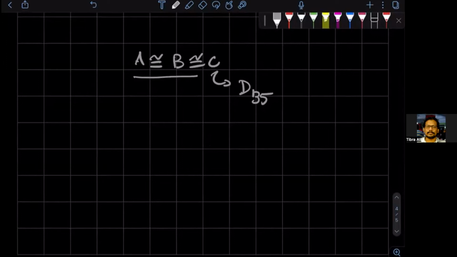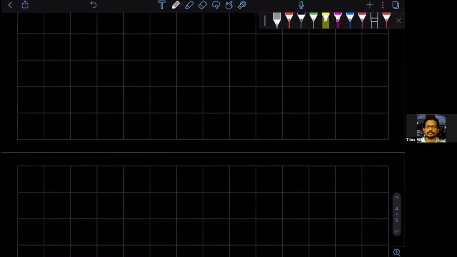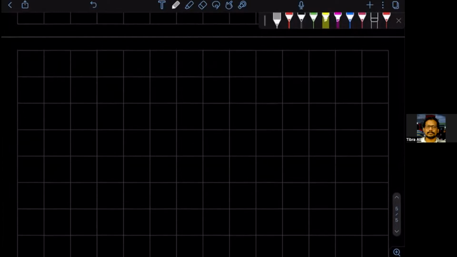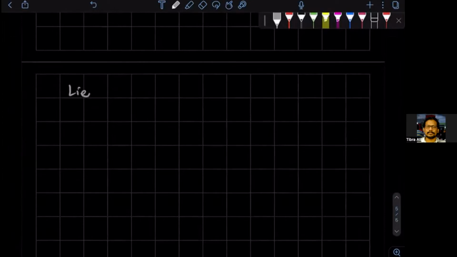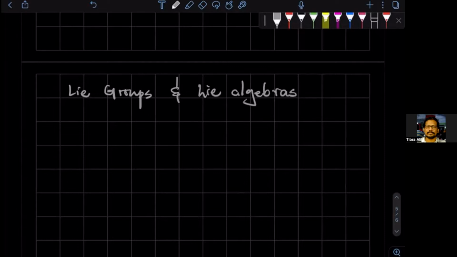All right, so in that case, let us start today's topic. We are moving towards a more formal exploration of Lie groups and Lie algebras. So today, we are going to do some warm-ups. Our topic today is going to be Lie groups and Lie algebras of matrix groups.